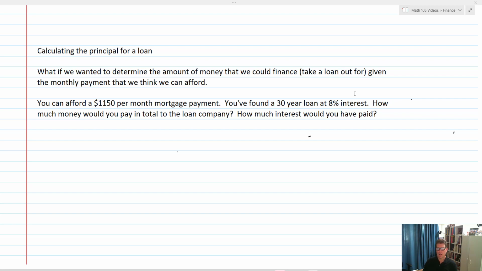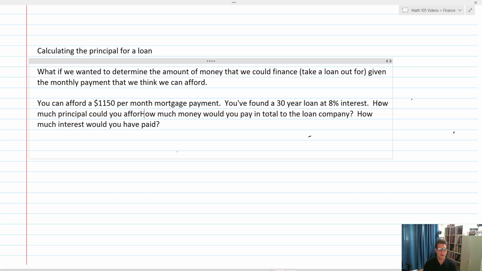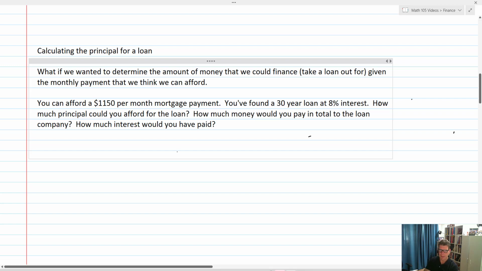You found a 30-year loan at 8% interest. How much principal could you afford for the loan? So what size loan could you take out? Another question that we could ask too is how much money would you pay in total to the loan company? And then how much money would you have paid? So those are 3 questions that we could ask given certain pieces of information that we actually have.